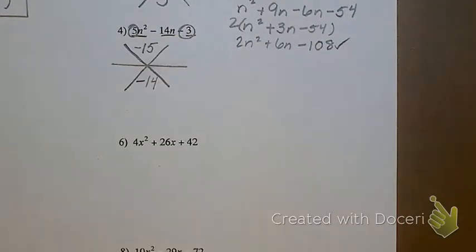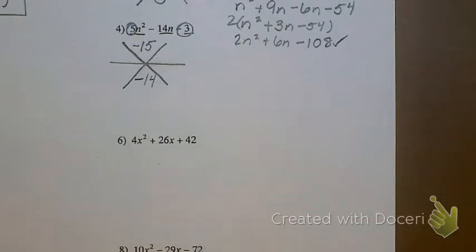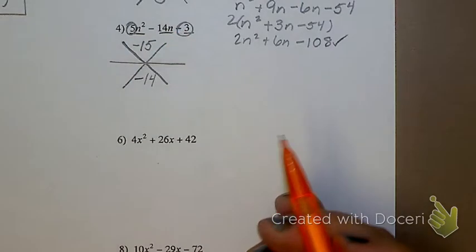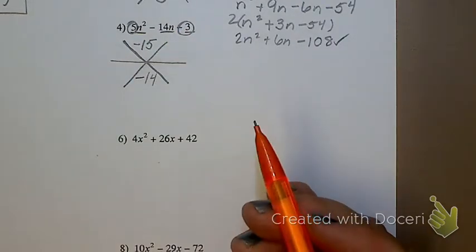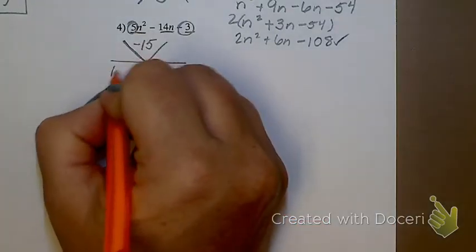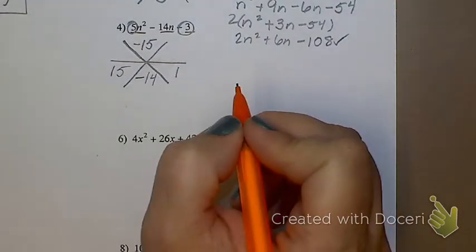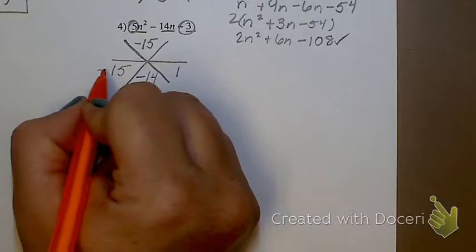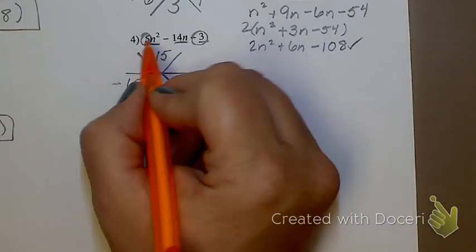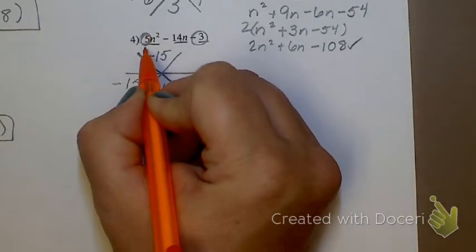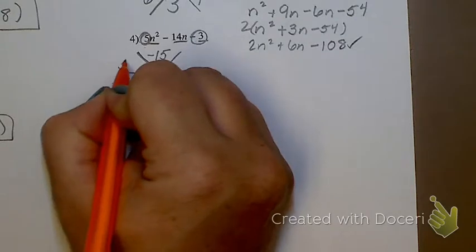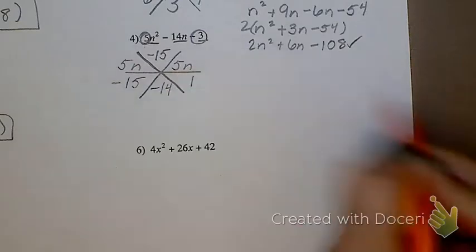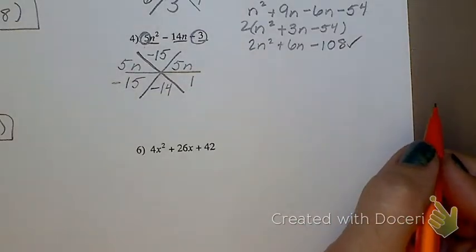Now I fill out the snowflake the same way. The only difference was this isn't that number, it's A times C. So what are my 2 numbers that'll multiply to get negative 15 and add to get negative 14? 15 and 1, and which one has to be negative? The 15. Now here's one thing that'll change here. Whatever your A value was, in this case it was 5, that has to go on top along with the n squared that you're splitting up. So I actually have to put 5n on the top of both.